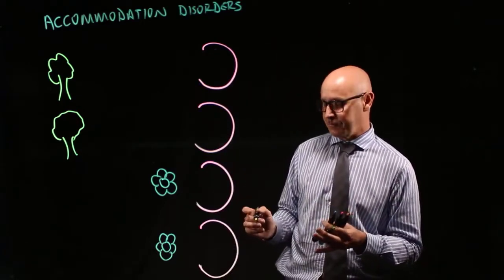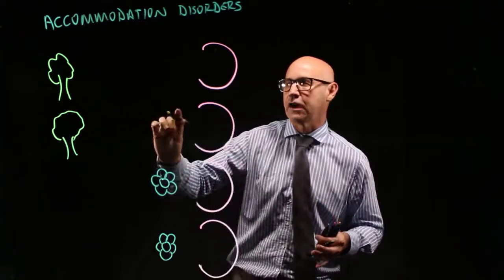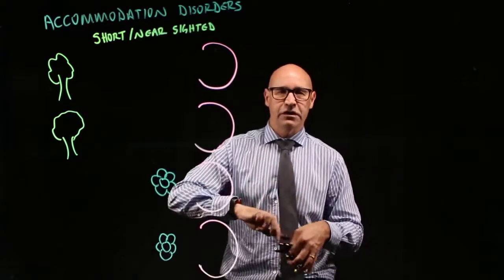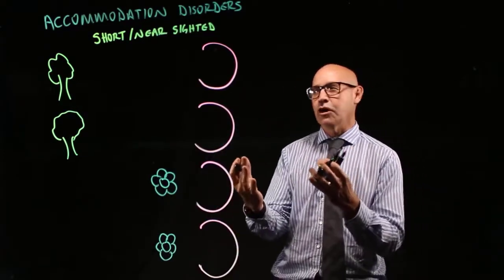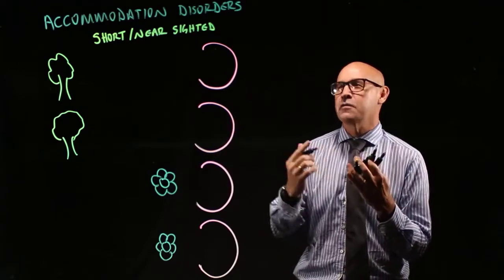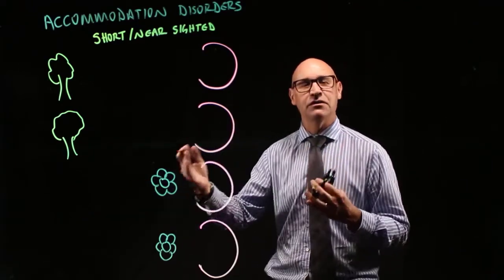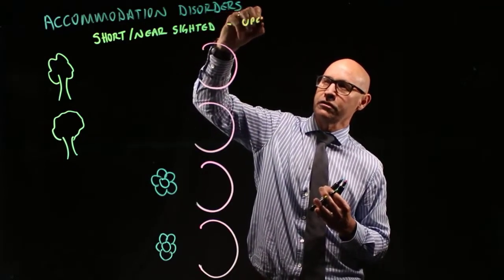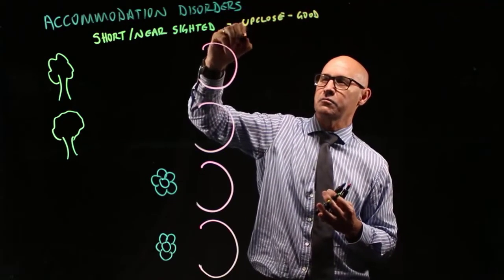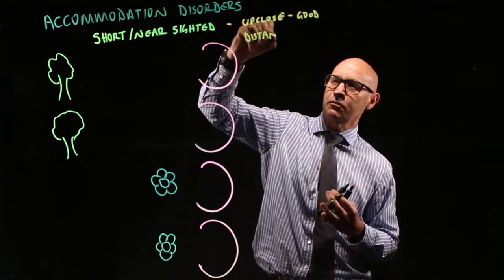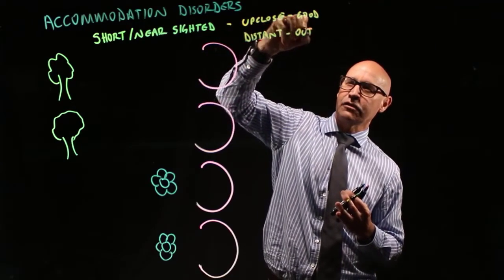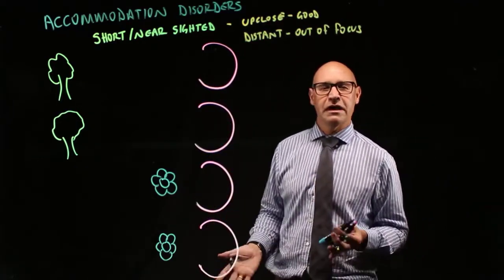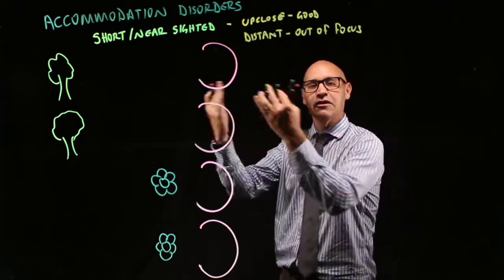So firstly, somebody who's short-sighted or nearsighted. They can see things up close well, but they can't see things in the distance well. So up close is good, is in focus. Distant is where they have their problems. It's out of focus. So people who are short-sighted need to wear corrective lenses to see things in the distance.